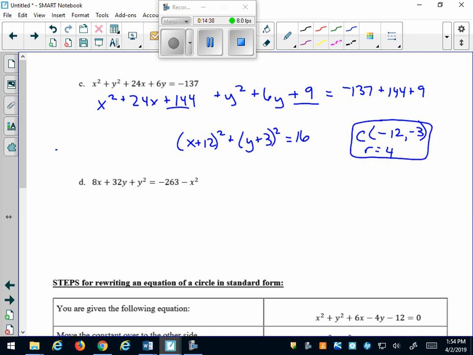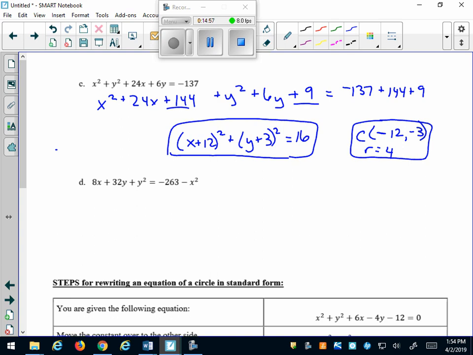Remember that the original formula is x minus h, right? So the center is always opposite signs, kind of what you see in your equation. Since this was x plus 12, it gave me a negative 12 at the center, etc.